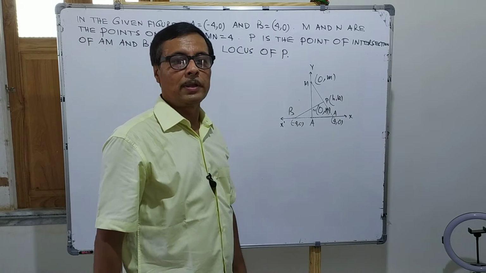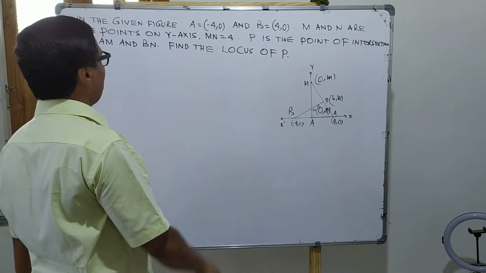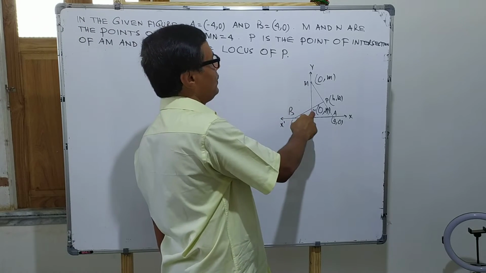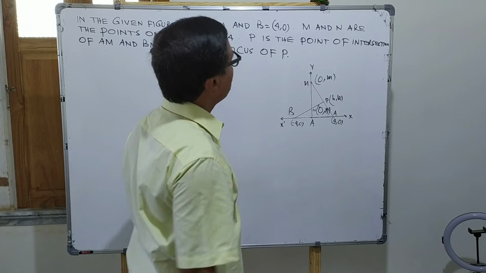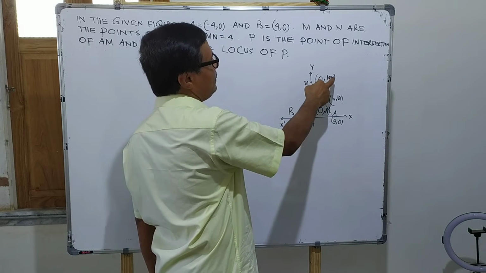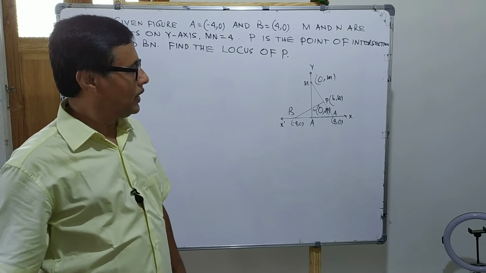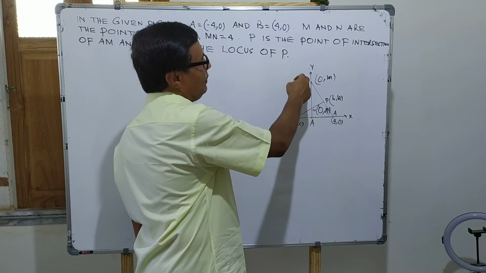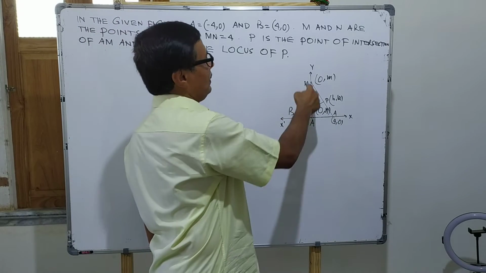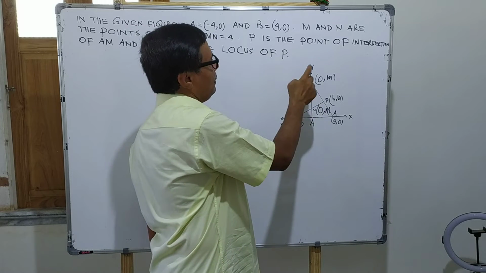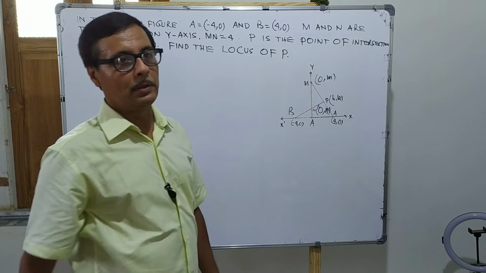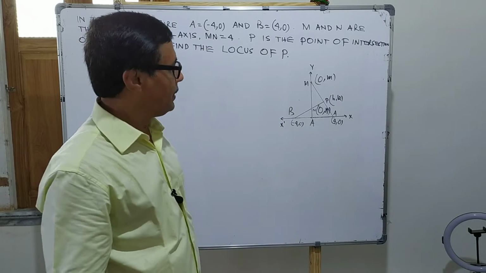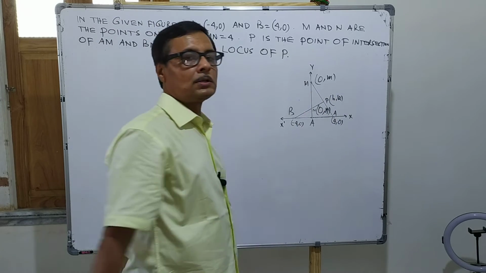M and N are 2 points on the y axis, and we have considered the coordinate of M as 0 m and the coordinate of N as 0 n. The line segment BN and the line segment AM cut each other at the point P. The point of intersection of the line BN and the line AM is P. We have to determine the locus of the point P.